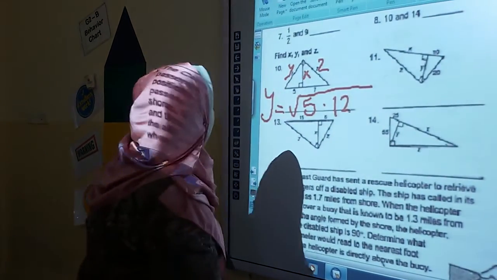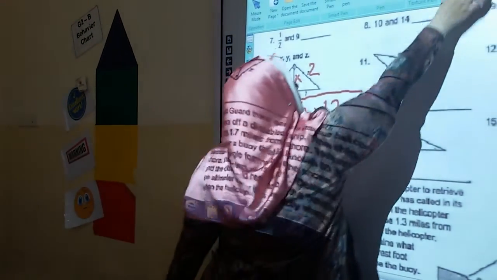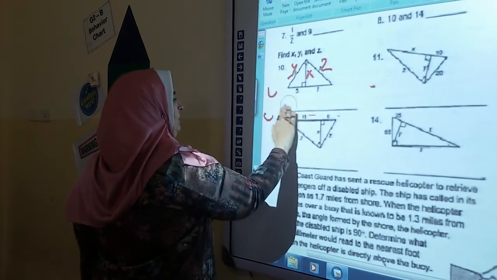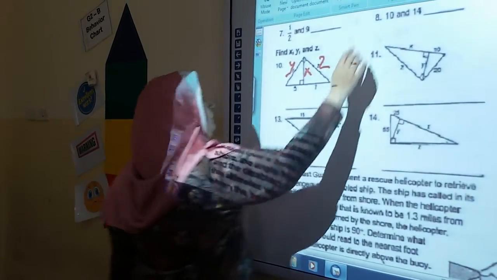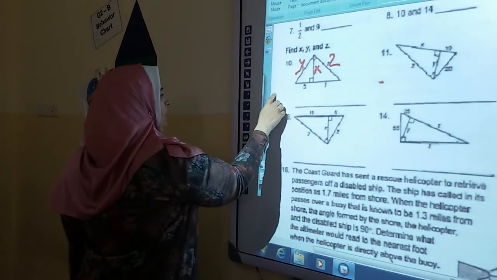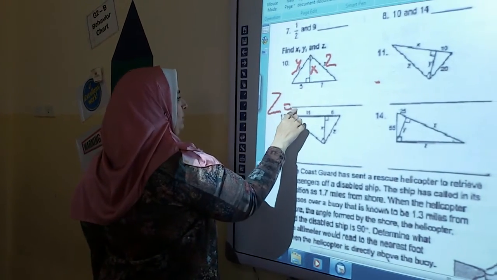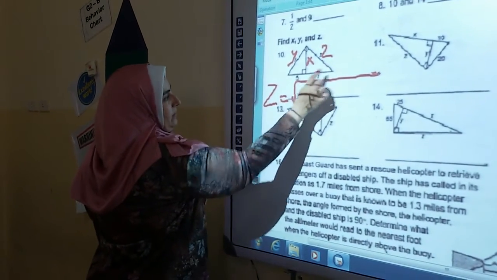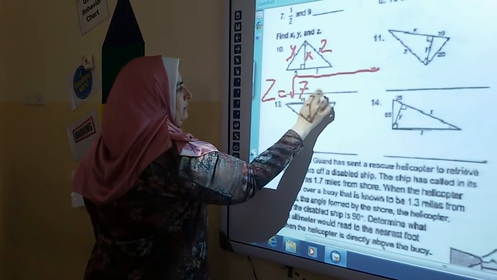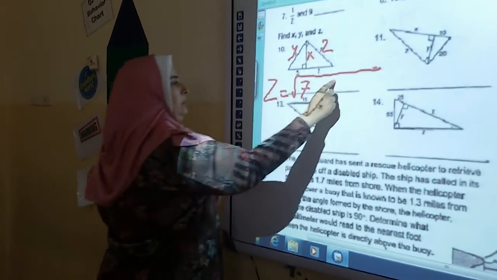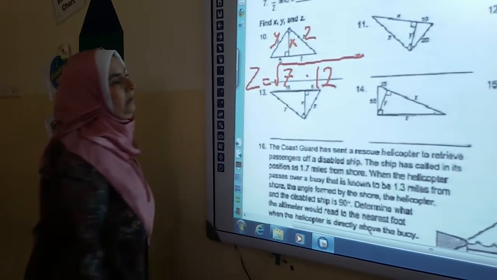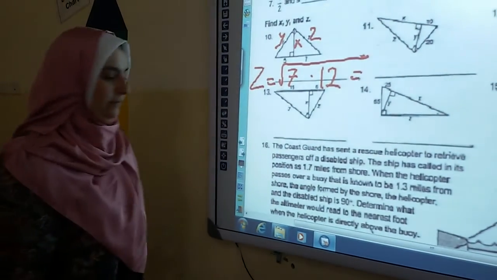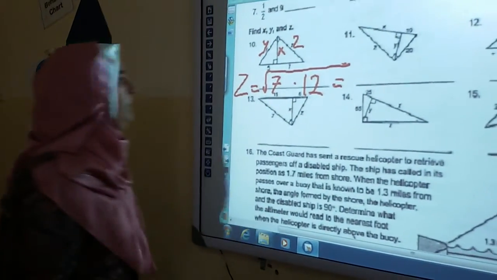Now what if I need Z? If I want Z, what we are going to do is the square root of the side which is closest to the Z, which is 7, times the whole side, which is 12. Okay, and then calculate it.